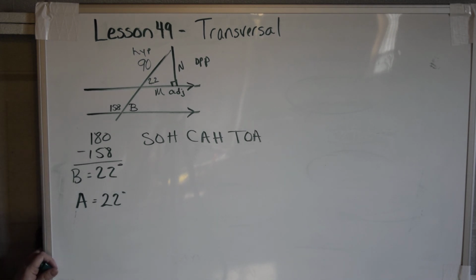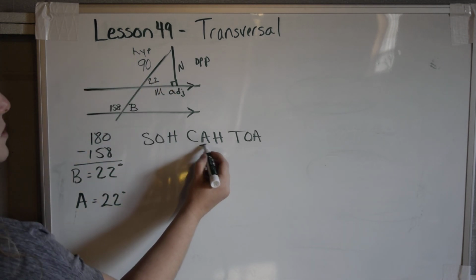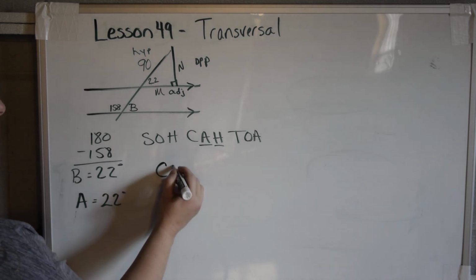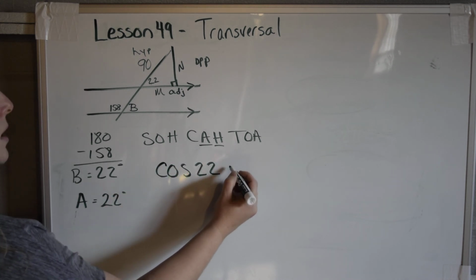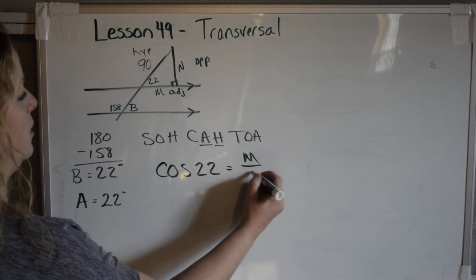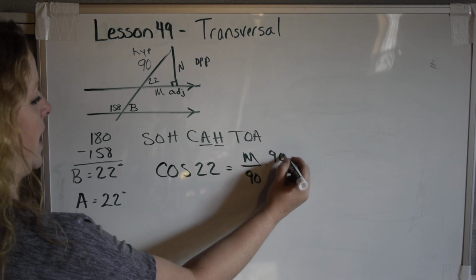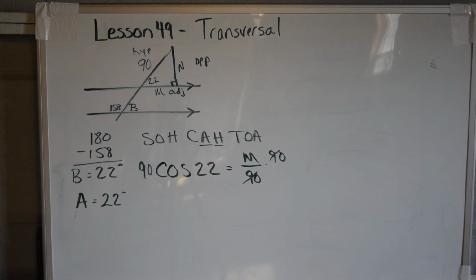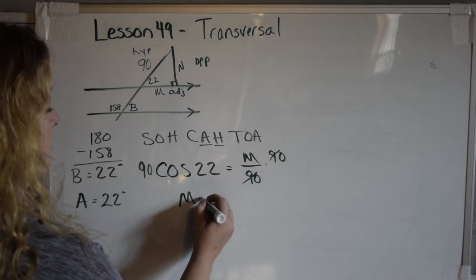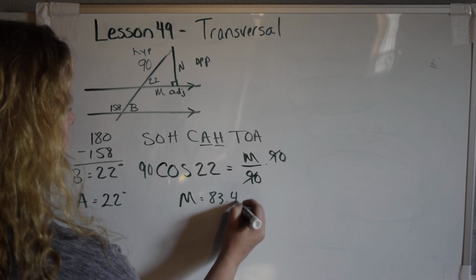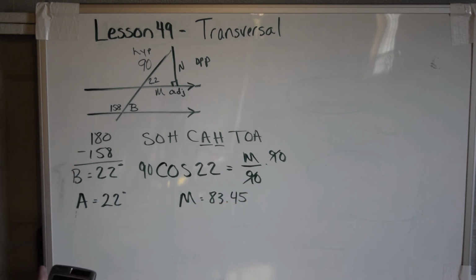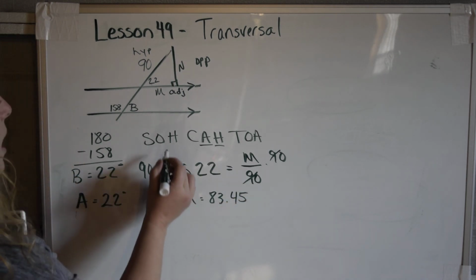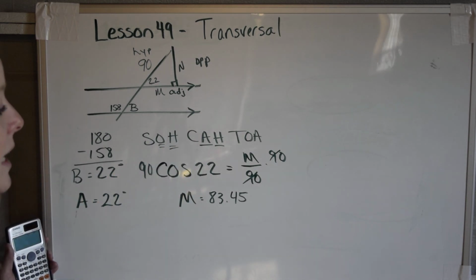Let's find M first. That's the adjacent over the hypotenuse. Adjacent over hypotenuse is cosine. Cosine of 22 is equal to the adjacent side over the hypotenuse. Multiply by 90. So 90 cosine of 22 is equal to 83.45.